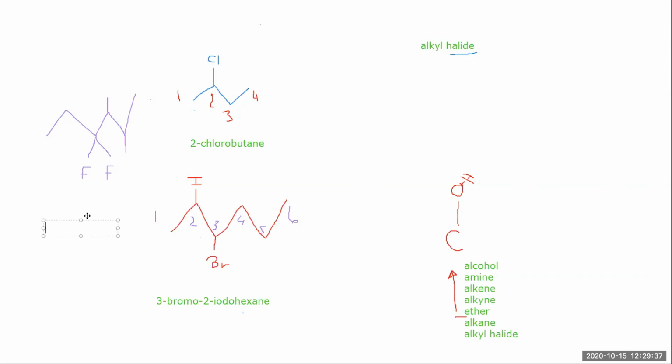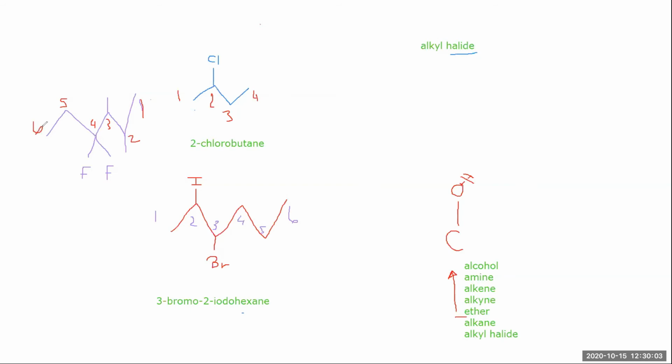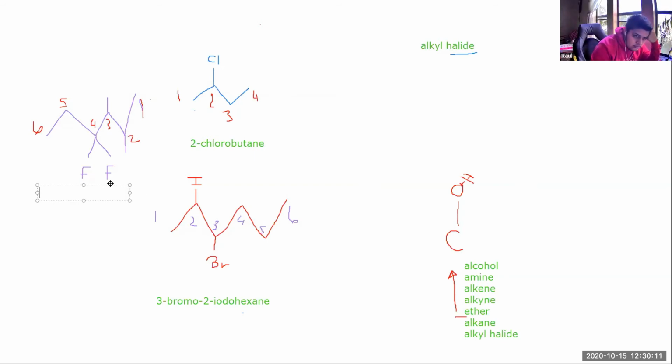There's 6. Okay, so then we'd call that hexane. Okay, so which way should we count from? This side or this side? The right side. Right. 1, 2, 3, 4, 5. Okay, so it's hexane.